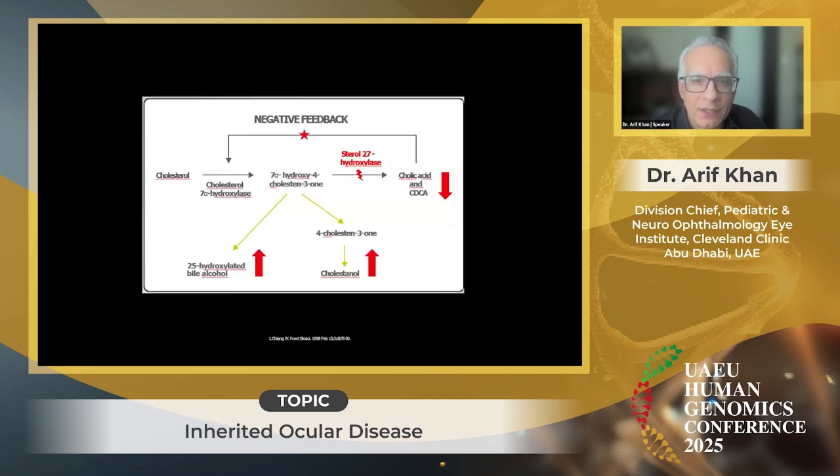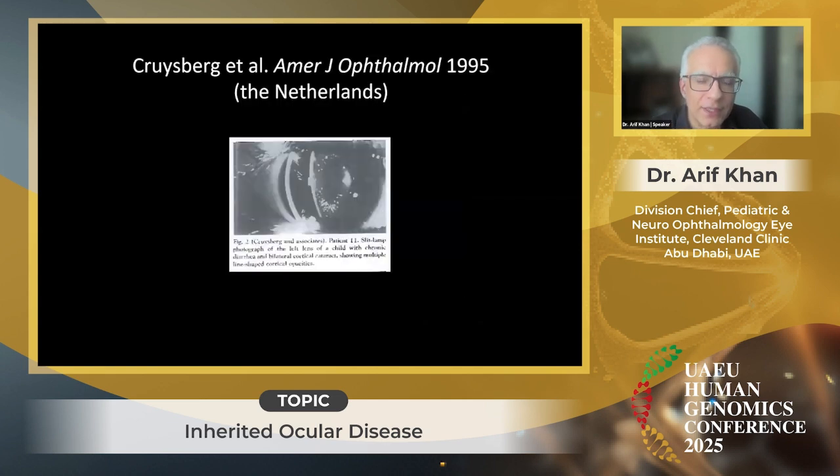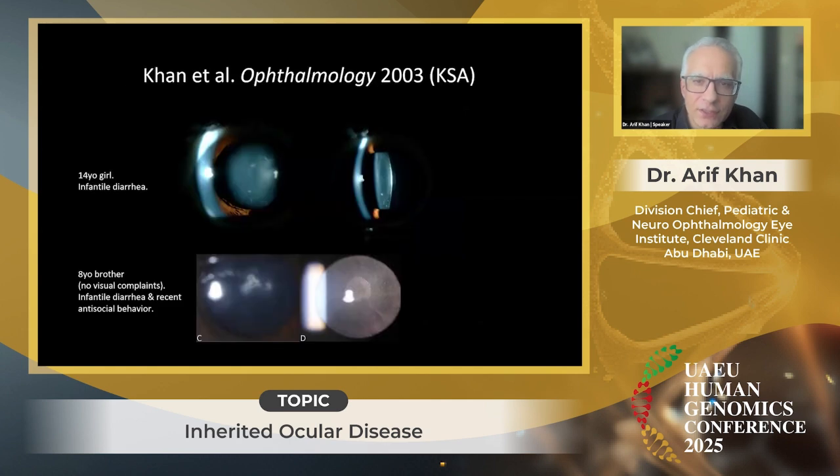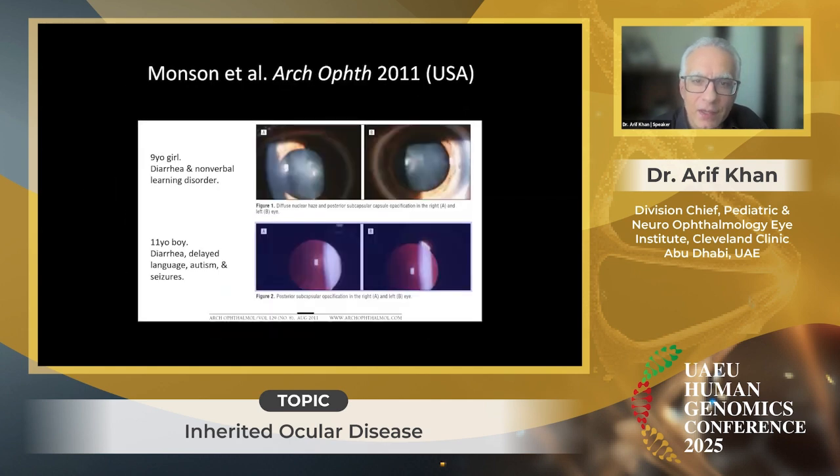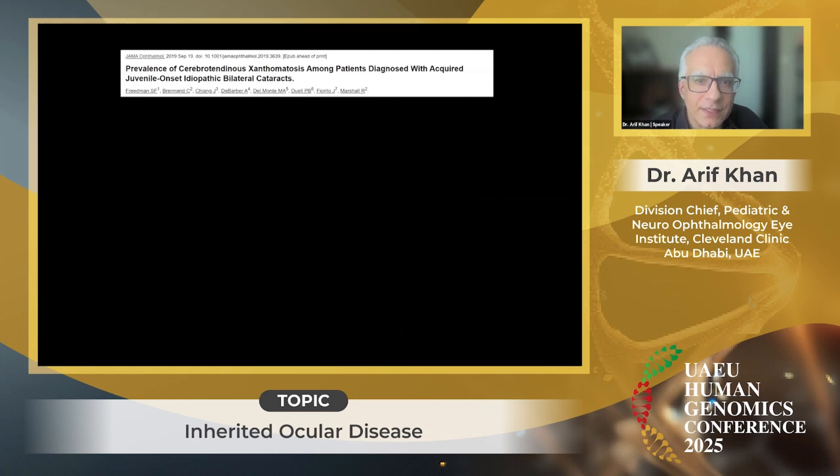Here's the metabolic pathway. And again, this cholesterol and the 25-hydroxylated bile alcohol accumulate because of the lack of the enzyme. Giving the bile acid stops the accumulation of this pathway. And if you look in the literature, you can see the different cases. They all are very similar with this fleck-like opacity in the lenses. Here are other cases. Again, phenotyping is key.